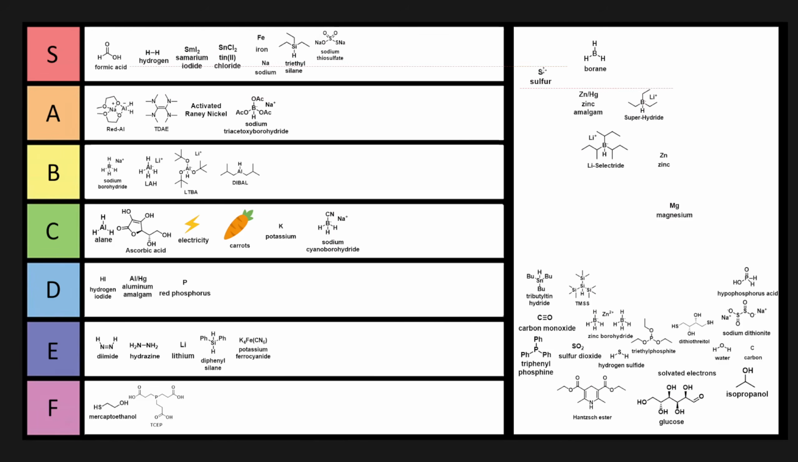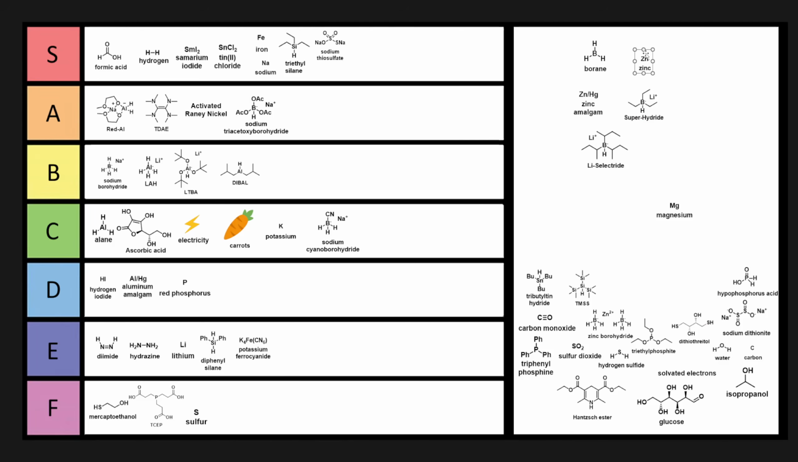Now, elemental sulfur. Elemental sulfur can be a reductant in organic chemistry. However, it can do a lot of chemistry. Sulfur is very promiscuous. At different temperatures, it'll do a lot of different things. I personally don't think that there's too many clean reactions that can be done with sulfur in terms of it as a reductant. And so for that reason, I'm going to put it in F tier. I'm sorry, sulfur.